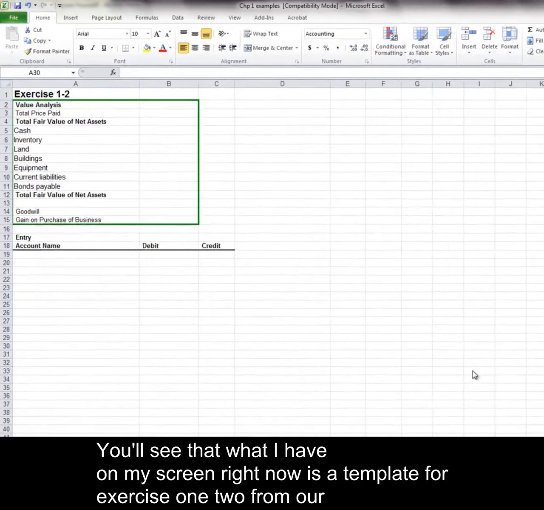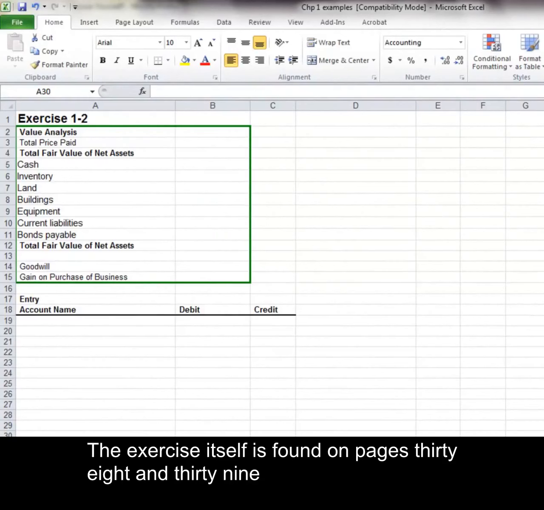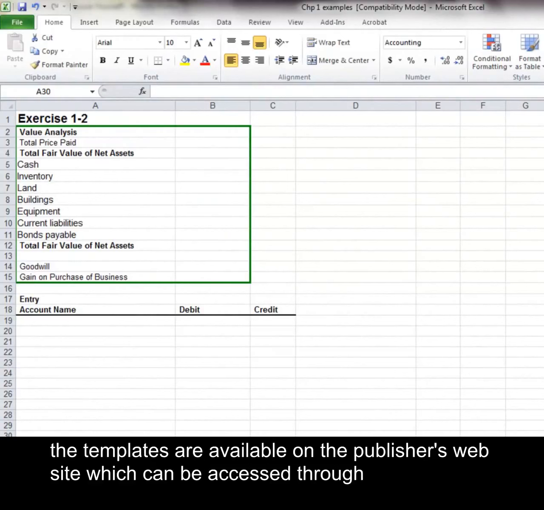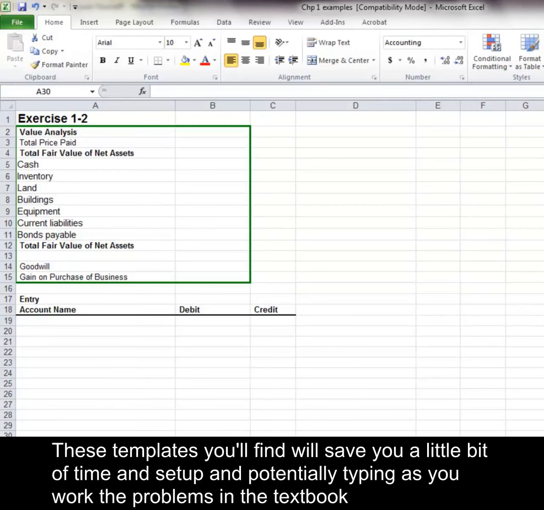You'll see that what I have on my screen right now is a template for exercise 1-2 from our textbook. The exercise itself is found on pages 38 and 39. The templates are available on the publisher's website, which can be accessed through the external link tab on Blackboard or through the syllabus link as well. These templates you'll find will save you a little bit of time in setup and potentially typing as you work the problems in the textbook.